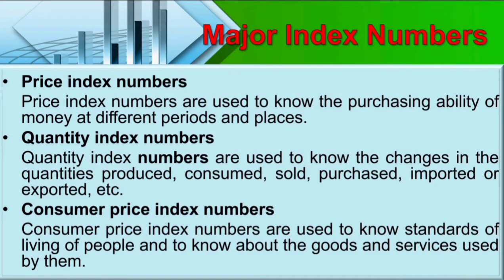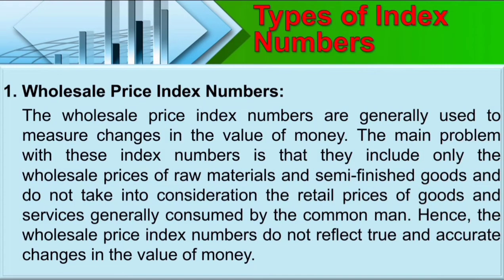Major index numbers. Number 1. Price index numbers. Price index numbers are used to know the purchasing ability of money at different periods and places. Number 2. Quantity index numbers. Quantity index numbers are used to know the changes in the quantities produced, consumed, sold, purchased, imported, or exported, etc. Number 3. Consumer price index numbers. Consumer price index numbers are used to know standards of living of people and to know about the goods and services used by them.